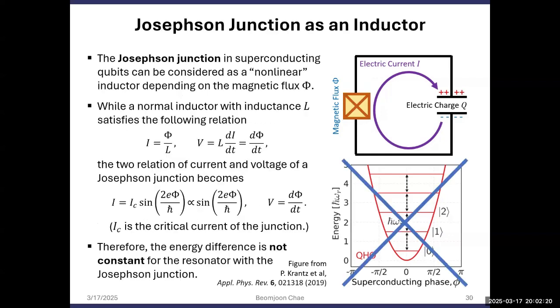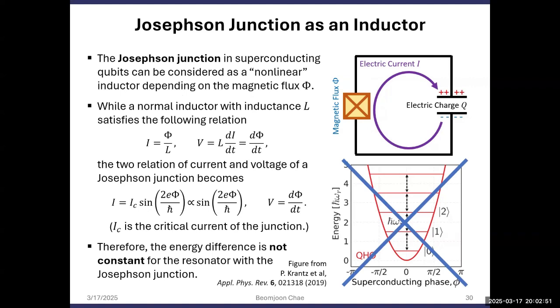And now we are going to think about how a Josephson junction behaves in these kinds of circuits. In the field of superconducting qubits, the Josephson junction plays the role of an inductor, but it's a bit weird. It's a weird inductor, or a nonlinear inductor.